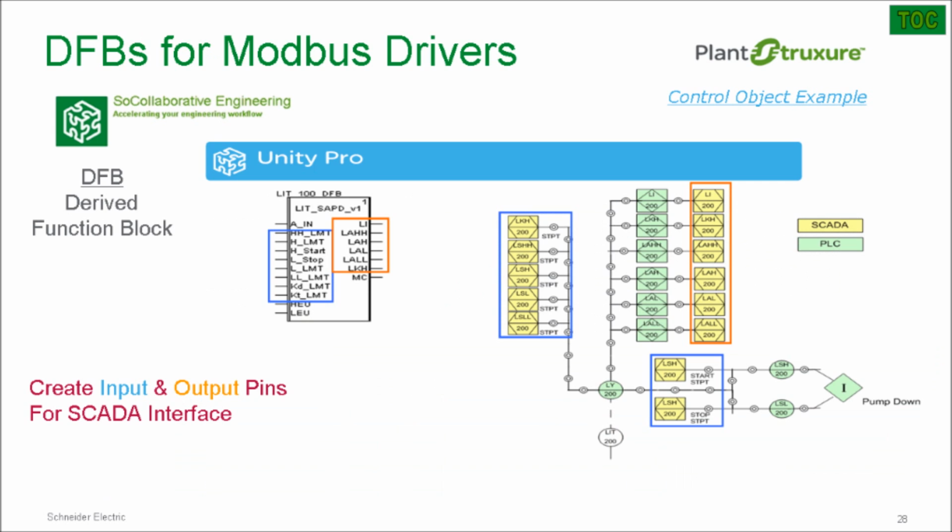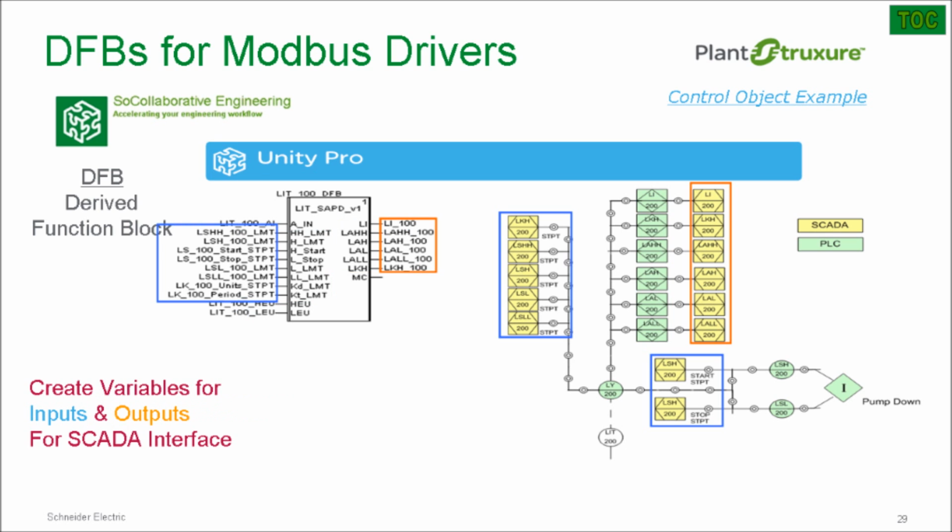With the basics out of the way, here is an example of optimizing a DFB that will be used in a system with a native Modbus driver. First, the unoptimized approach. The user creates the DFB with input and output pins that meet the requirements of the control specification.